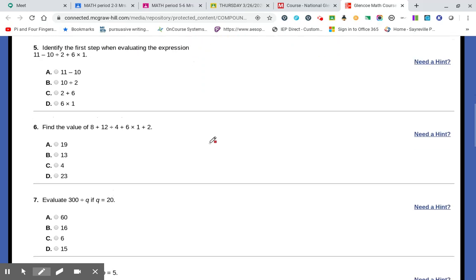Number 5, identify the step when evaluating the expression. So the first step, what are we going to do? We have subtraction, we have division, we have addition, we have multiplication. PEMDAS, right? PEMDAS. We did this in class. Almost this whole chapter we've done in person. Parentheses. Does this problem have parentheses? No. Does this problem have exponents? No. Does this problem have multiplication or division? Yes.